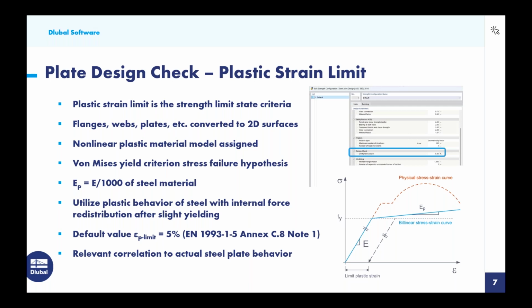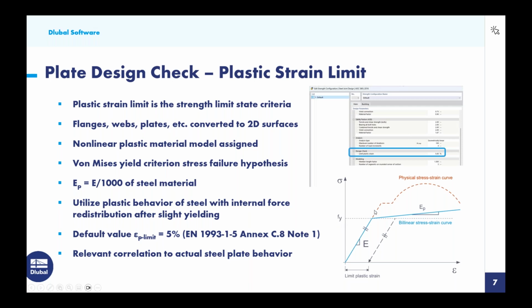Well, also, we're probably utilizing a linear elastic material, but the program automatically converts this to a nonlinear plastic material. And with this material model, we are going to reference the von Mises yield criterion stress failure hypotheses. So when we look at the general stress strain diagram of a steel material, we see that shown here, the lower right. We certainly have our linear elastic region shown here before we reach that yield strength Fy.